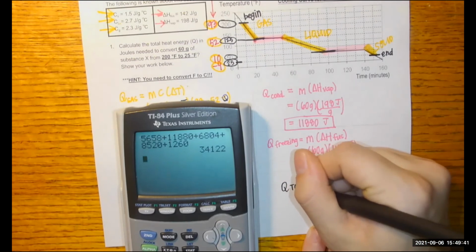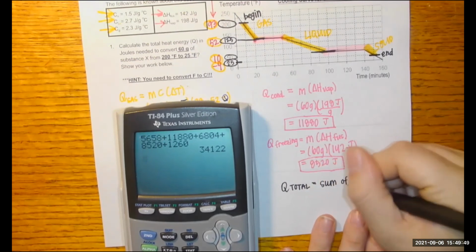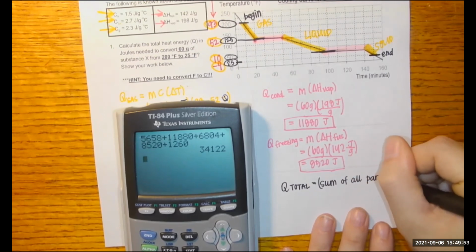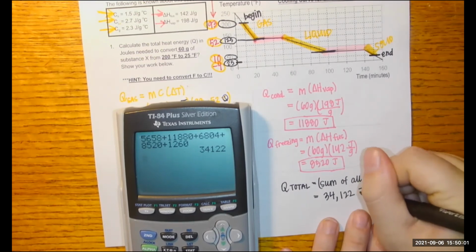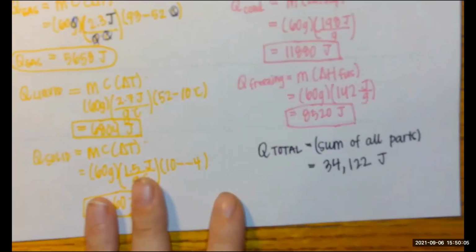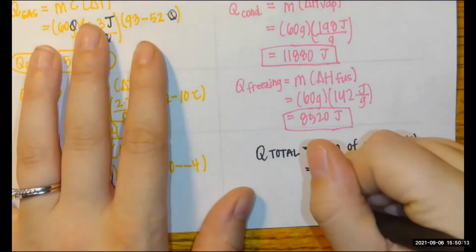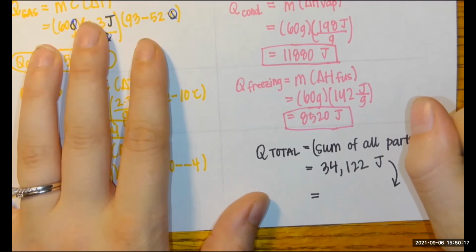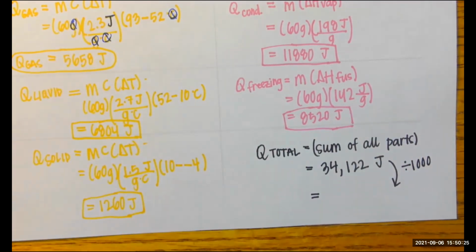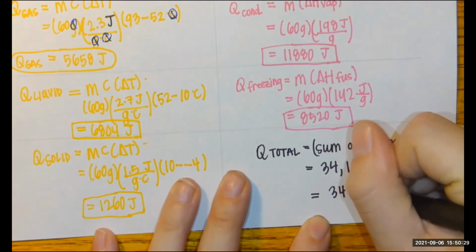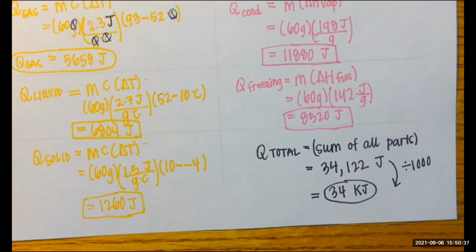And the heat total is, I'm just gonna write the process, the sum of all parts. And when I added them together, I got 34,122 joules. Now here's the thing. This is the heat energy for that section, and usually they want it in kilojoules. So to get from joules to kilojoules, we're going to divide by 1,000, which would just be 34-ish kilojoules, just to keep it simple. 34.122.